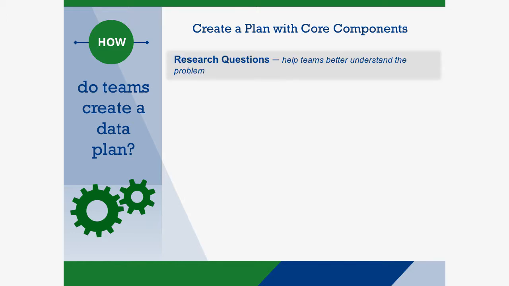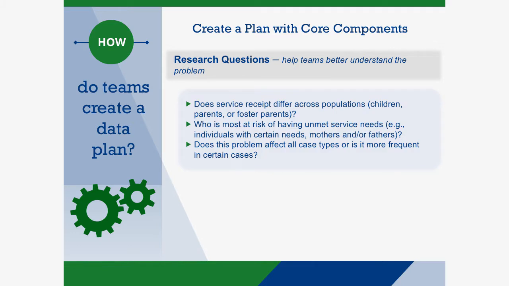The first is research questions. Research questions help teams better understand different pieces of the problem and might include questions about the scope or variations in the problem by groups, services, geographic, and regional differences. For example, a team may ask, does service receipt differ across populations, like children, parents, or foster parents? Who is most at risk of having unmet service needs? For example, individuals with certain needs, mothers, or fathers? Does this problem affect all case types, or is it more frequent in certain cases?